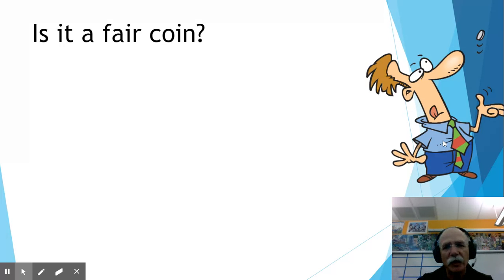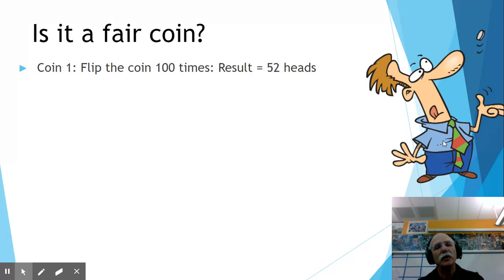All right, so let's do an example here. Let's say we've got a coin and we're pondering whether the coin is actually fair. If it's fair, we should get about 50 heads when we flip it 100 times. We actually don't expect to get exactly 50 heads every time we flip it, but we should be somewhere close. So I flip the coin 100 times and I get 52 heads.